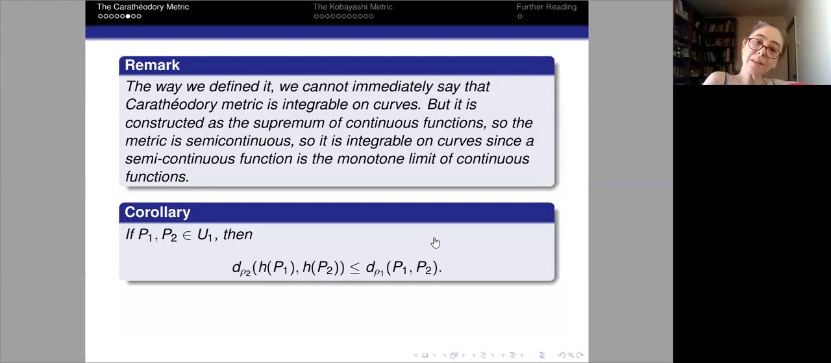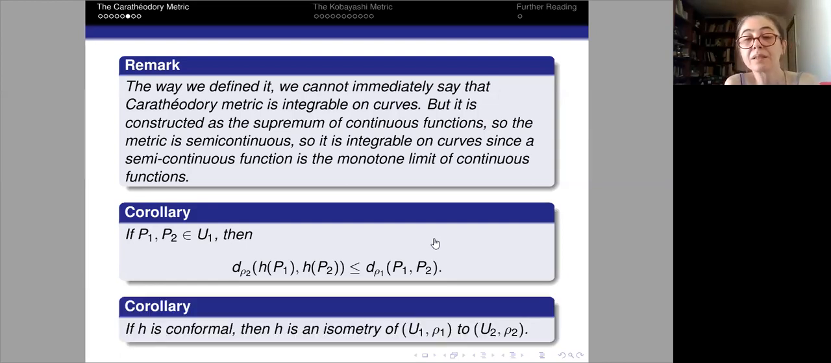So there is another corollary. This is related to the distance formula. If you have two points in the first domain, then the second distance, with respect to the second metric, between H(P1) and H(P2) is less than or equal to the distance with respect to the first metric between P1 and P2. So this says that the metric is distance decreasing.